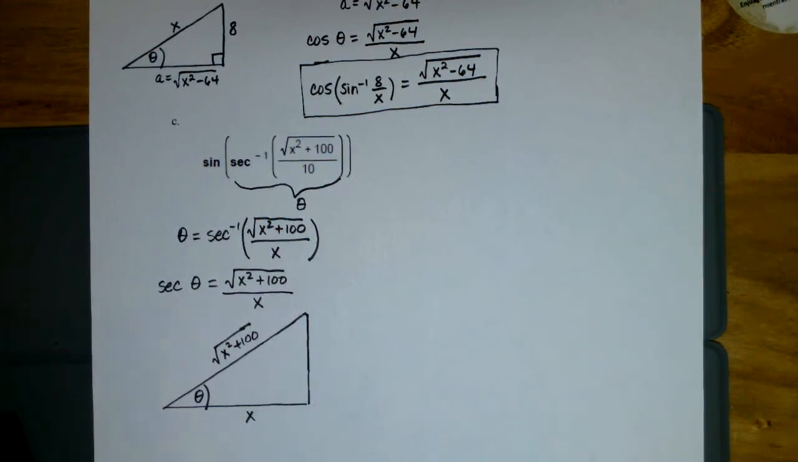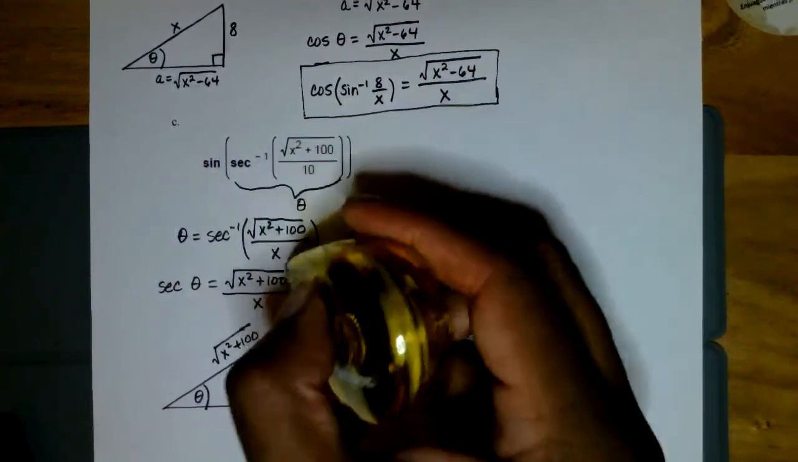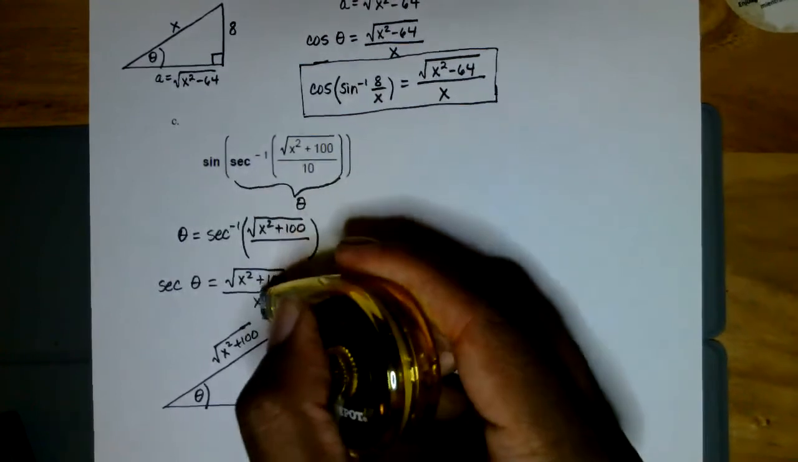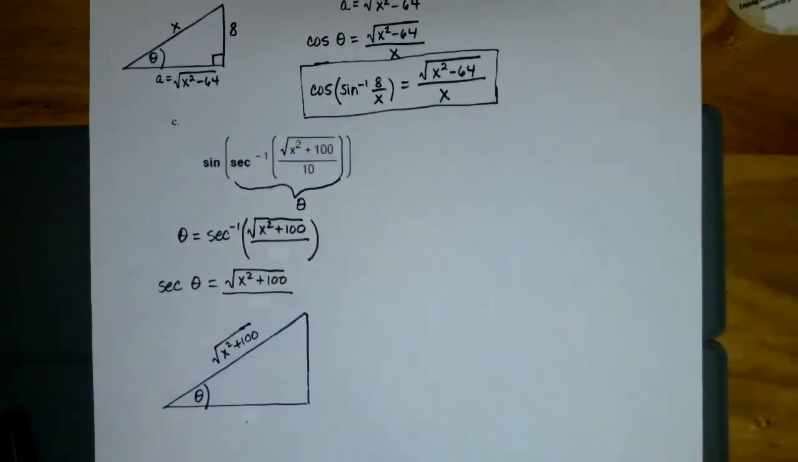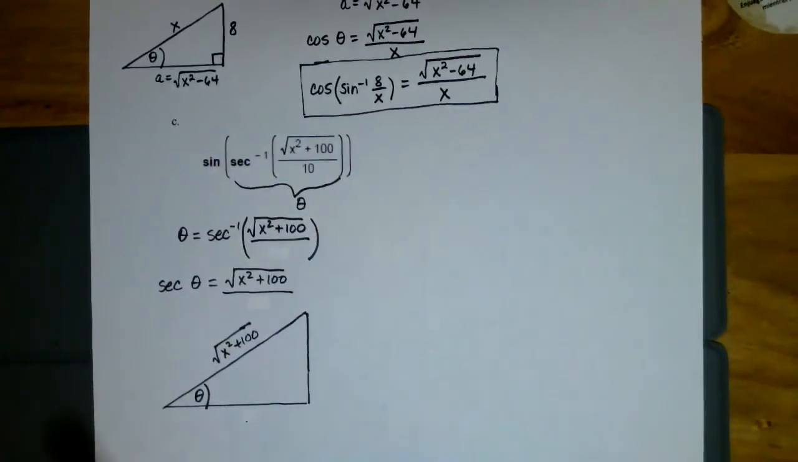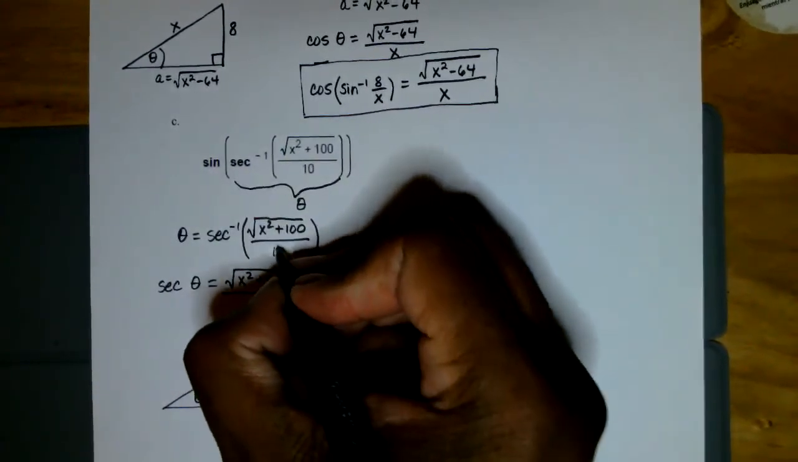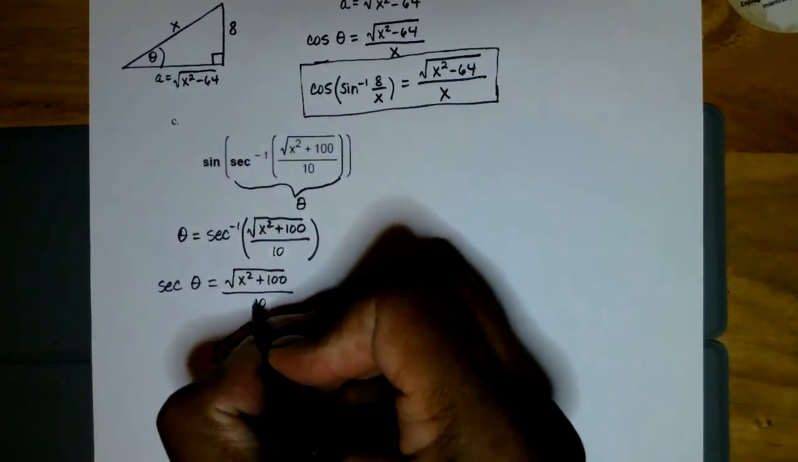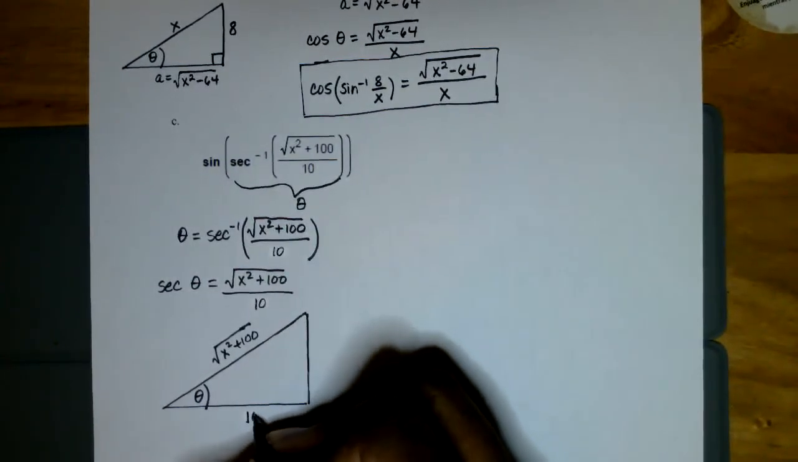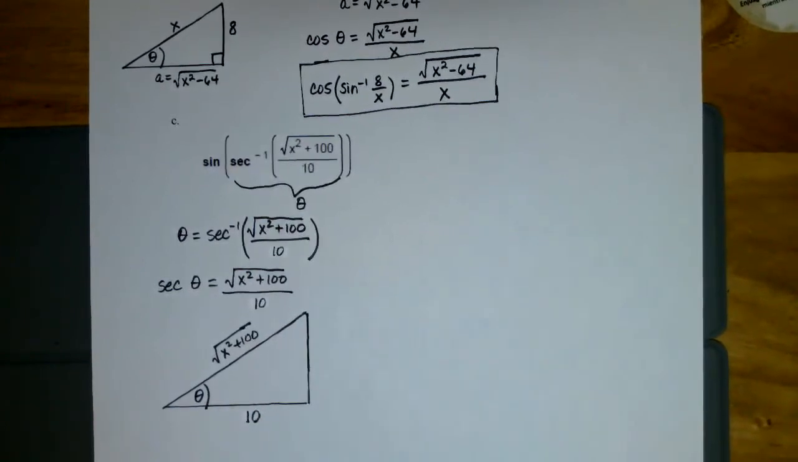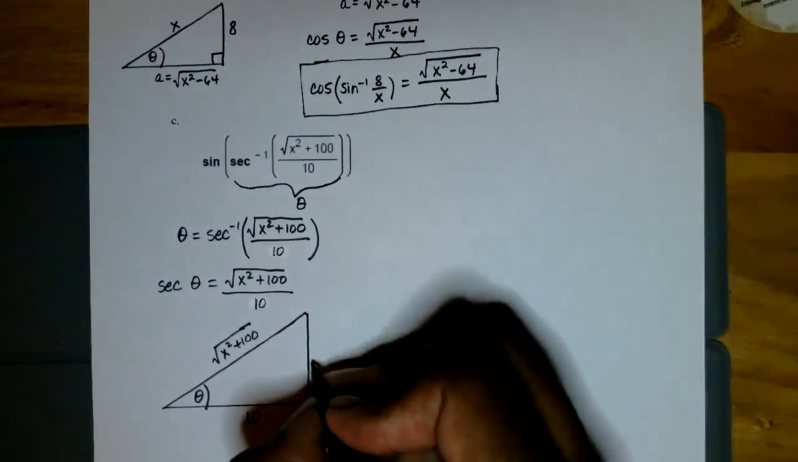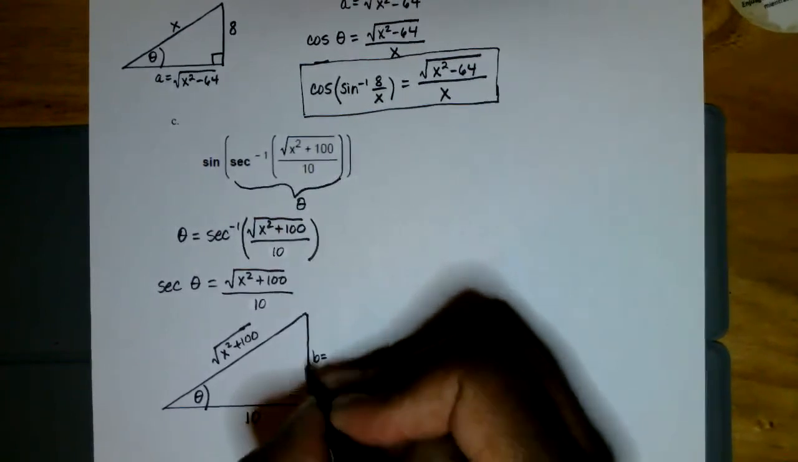Where did I get x from? That should be 10. I'm sorry. It should be 10 here. That's 10 here. So that means that 10 is our adjacent side. And b is what we're trying to find, the length of this leg here.